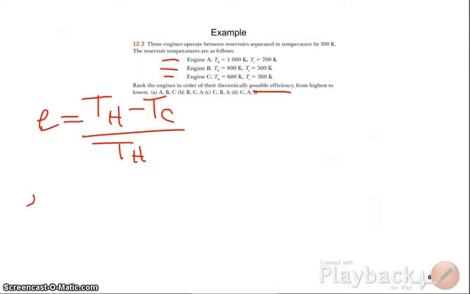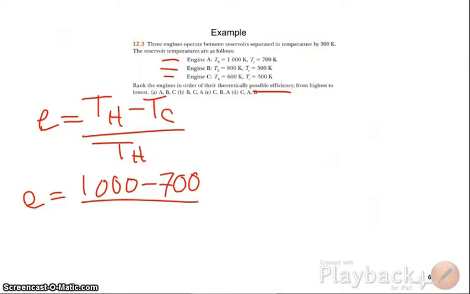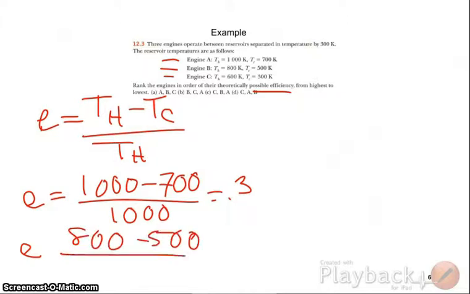E equals 1,000 minus 700 divided by 1,000. So that's 300 divided by 1,000, which is 0.3. So it's 30% efficient. So you can use 30% of the energy that you actually put into it. The second one is 800 minus 500 divided by 800, which is 0.375. So it's 37.5% efficient.